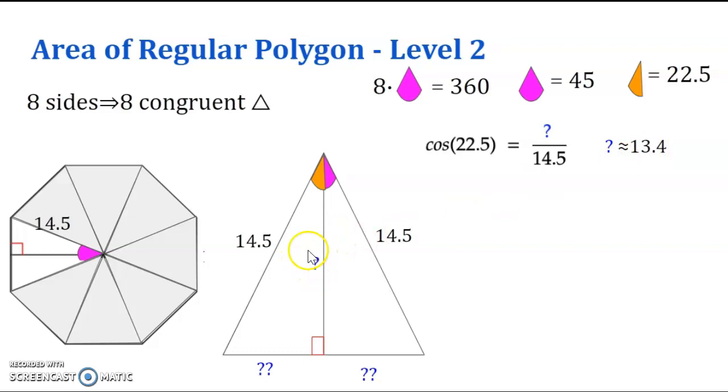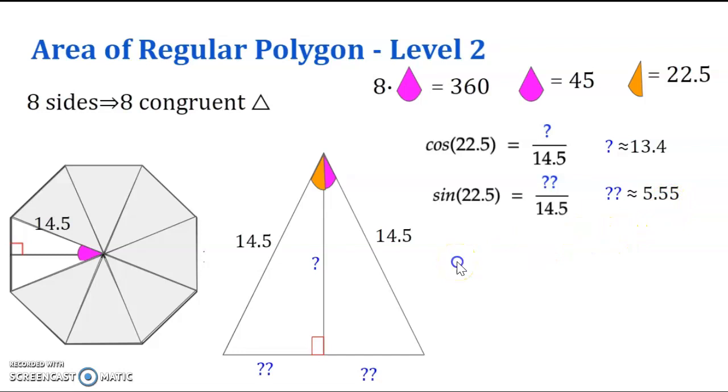Again, you should be checking to see, does my answer seem reasonable? If you're getting a length that is bigger than the hypotenuse, you should be thinking, oh, I must have made some mistake, right? And then to figure out this other question mark length, you use a sine function. Sine is opposite over hypotenuse. Question mark over hypotenuse, 14.5, is going to be sine of 22.5. So we can calculate the question mark length to be approximately 5.55.